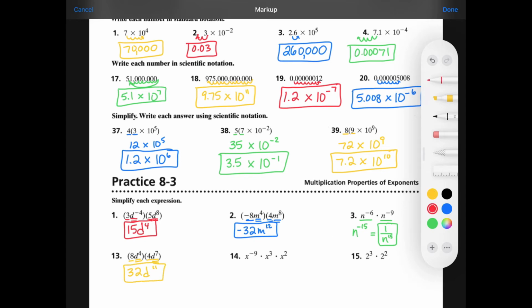Now all these x's, we could just add the exponents. Negative 9 plus 3 is negative 6, plus 2 is negative 4. We need to make it positive, so 1 over x to the 4th. Now both of these 2's, just add the exponents. 3 plus 2 is 5. Or you can actually do 2 to the 5th, which is 32. 2 times 2 times 2 times 2 times 2. To the backside.